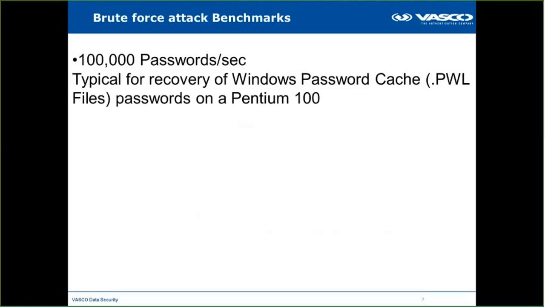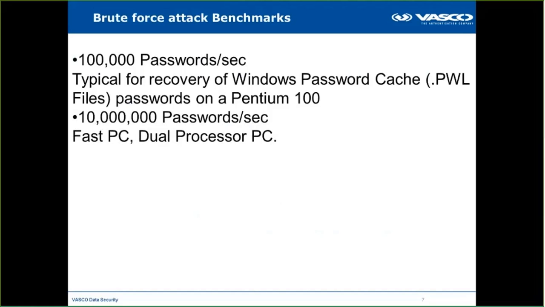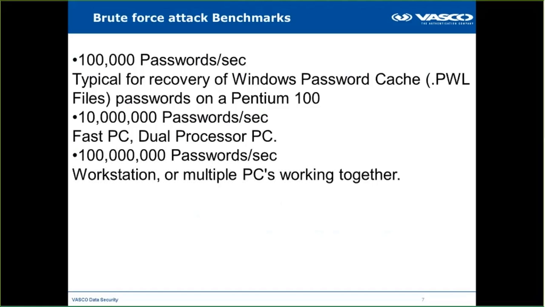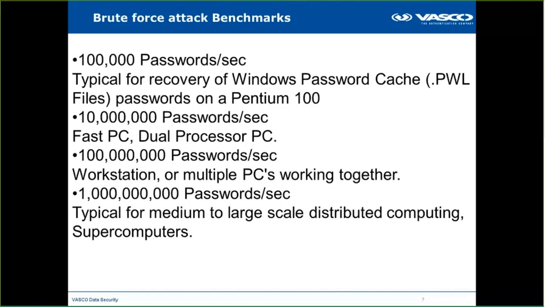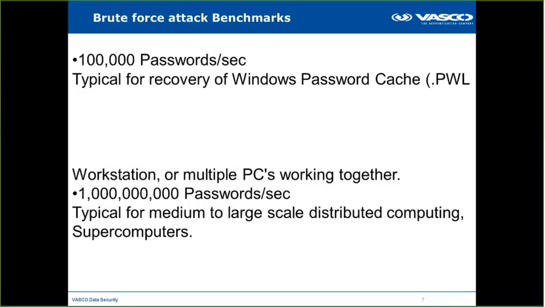So if we have a look at those brute force benchmarks, the 100,000 passwords per second was typical for a Windows password cache file on a Pentium 100 machine, so pretty old technology. If we look at just a modern laptop or desktop with dual core, you're looking around 10 million passwords per second nowadays. If you go up to a fairly strong workstation, you're looking around 100 million passwords per second. And if you go to distributed computing or supercomputers, you can start to look around the 1 billion passwords per second mark. So you can see the incremental steps you get with technology.